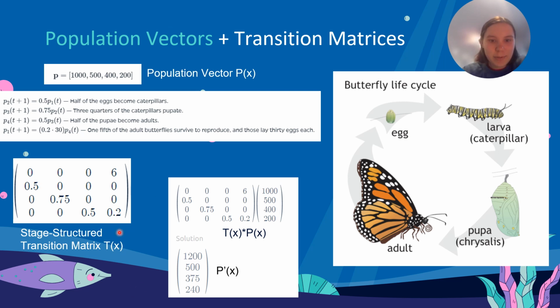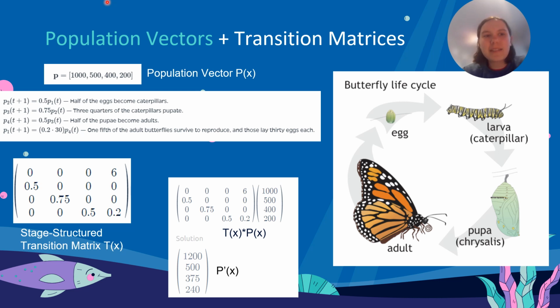And then this 0.2, you're like, Delia, why didn't we move down another row? Well, that's because you can't get any older than the adult. So we're saying that 0.2 of the adults survive. As you can see, the column indicates the starting stage, like an egg in this 0.5 example, and the row indicates what we're becoming. So of the eggs, 0.5 become caterpillars.